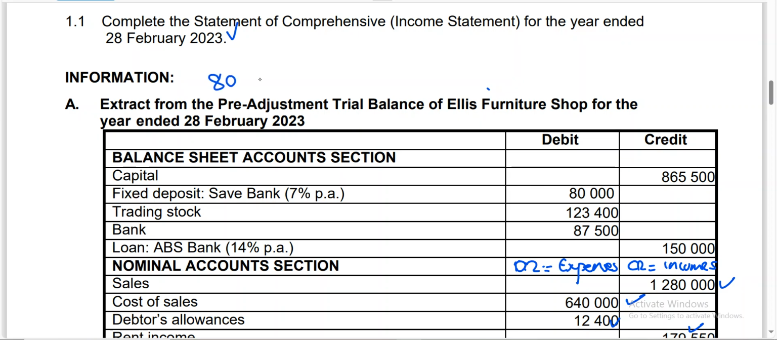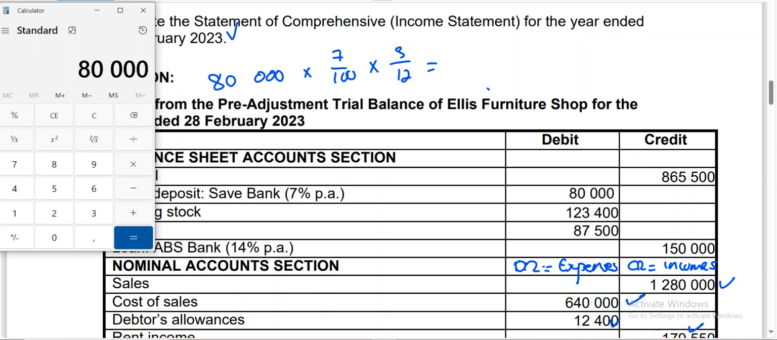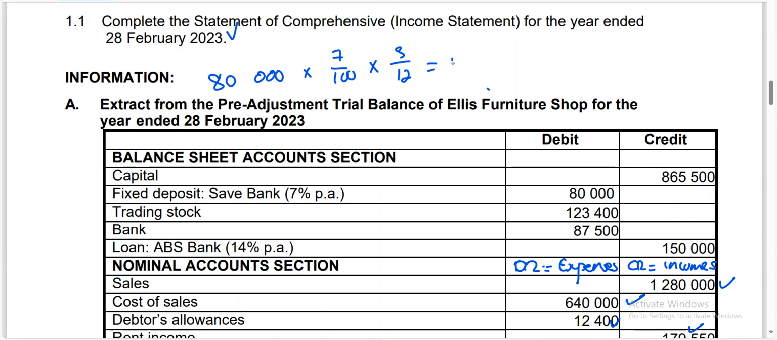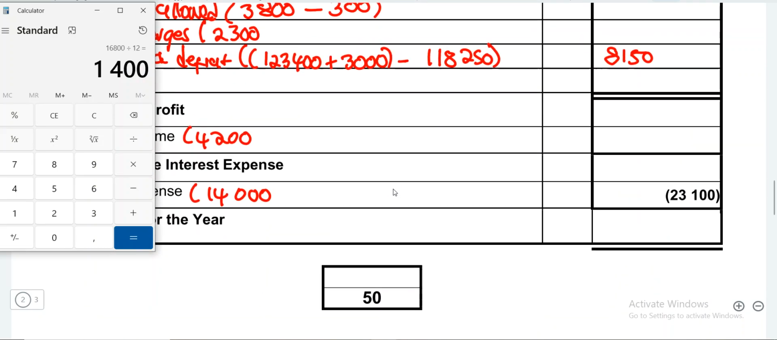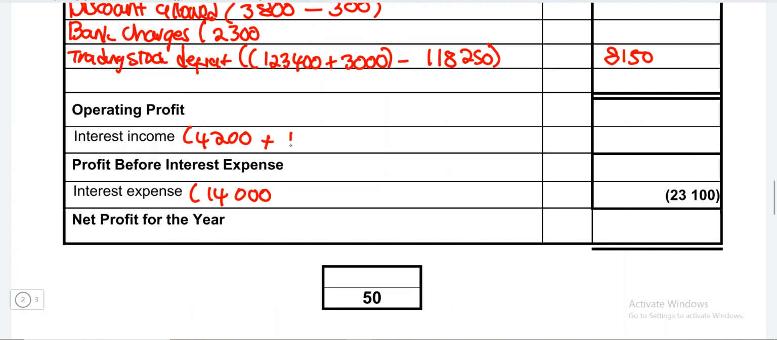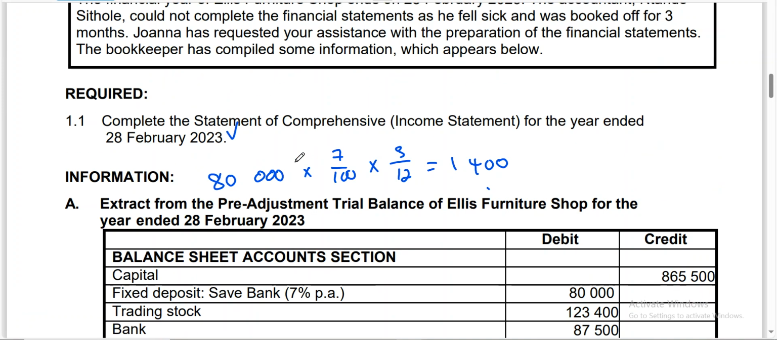So we will use the simple interest formula. So we'll say 80,000 multiply by 7 over 100 and then multiply by 3 over 12 because we only received interest for 9 months. Okay, so if we say 80,000 multiply by 7 divided by 100 and then multiply by 3 divided by 12, it is going to give us 1,400. So we are still owed 1,400 for our interest income. So we're going to go to interest income and then say plus 1,400, and then from there we can move to the next transaction.